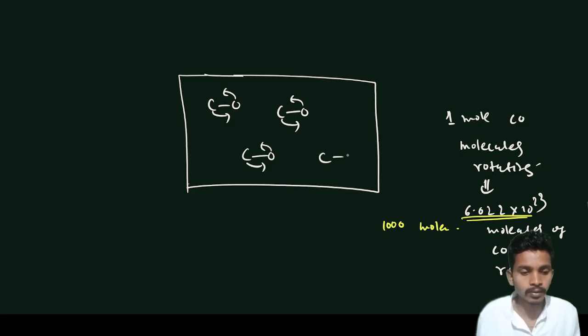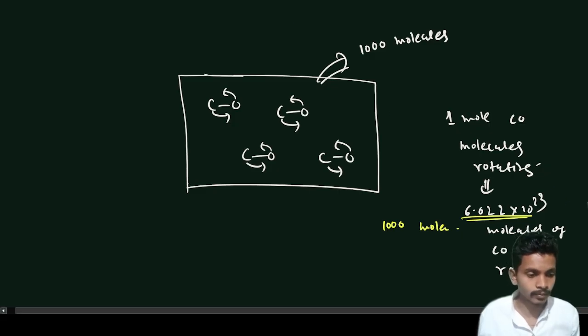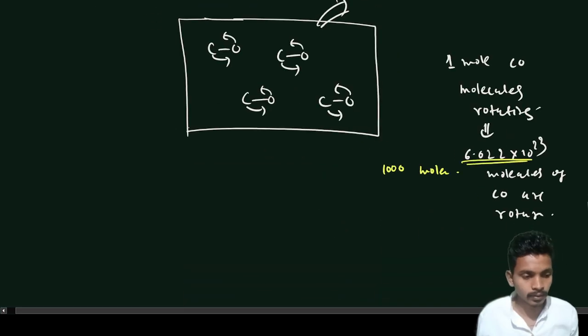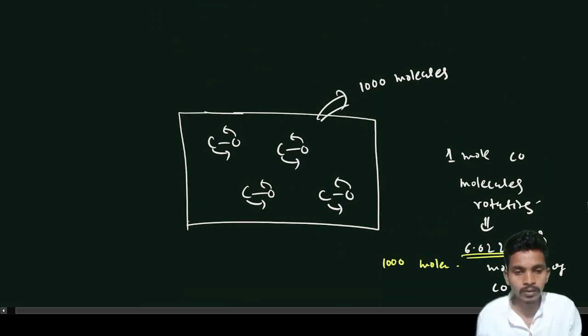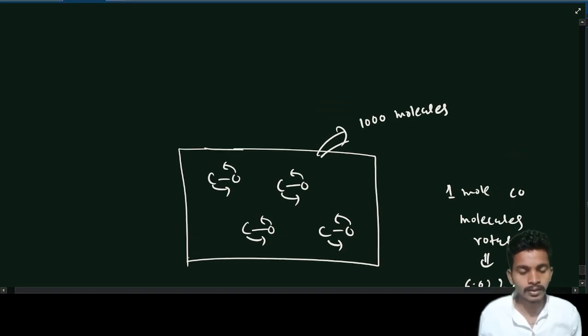Okay, so let's say 1000 molecules, actually this 6.022 times 10 to the power 23 molecules are rotating like this. So for simplicity, let me take 1000 molecules. 1000 molecules are rotating. So whenever you give that, so today up to this we will discuss.